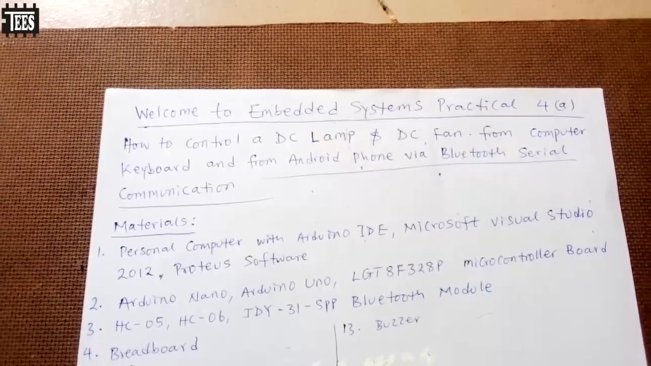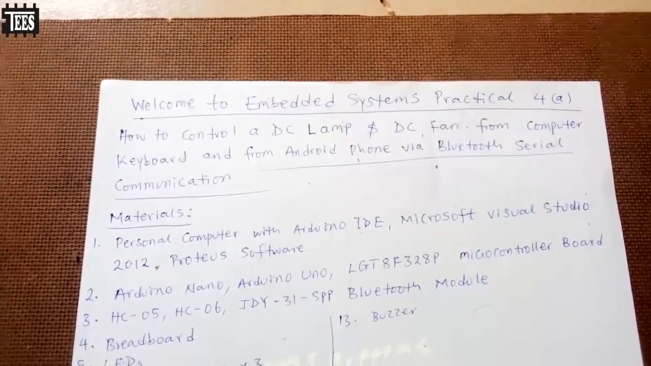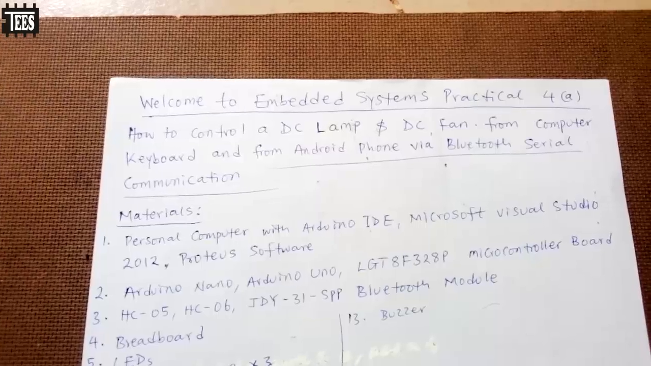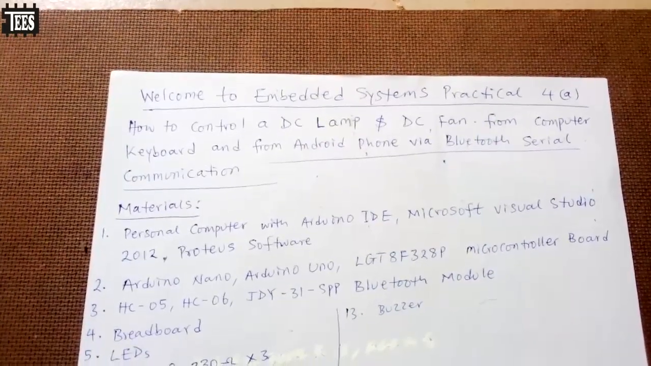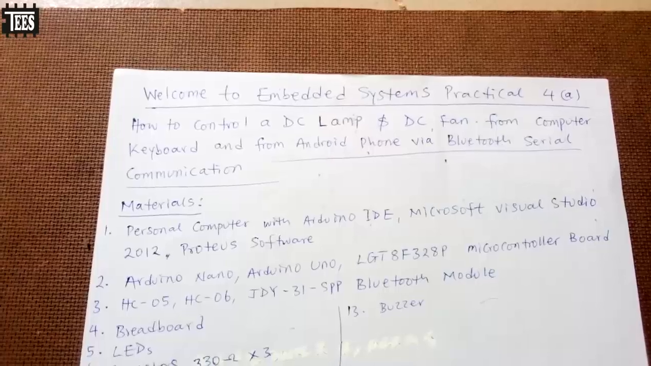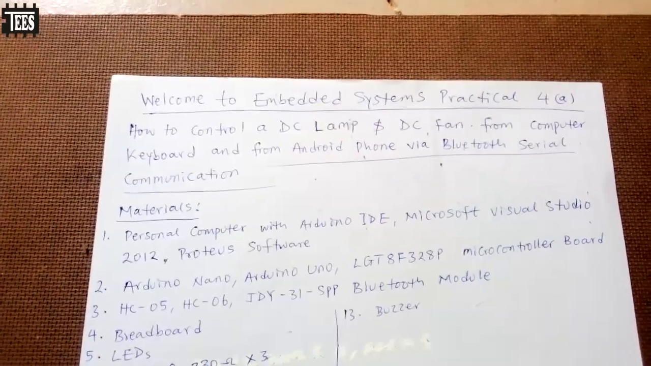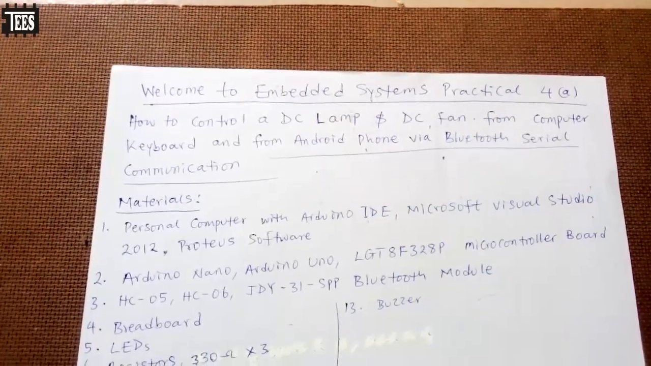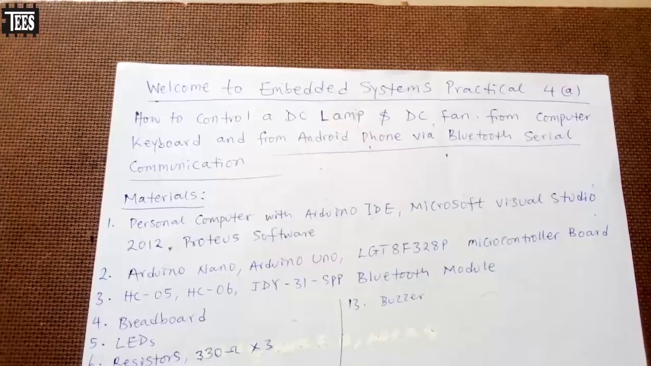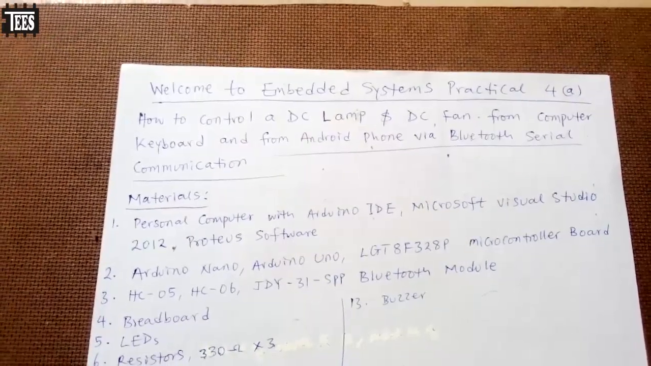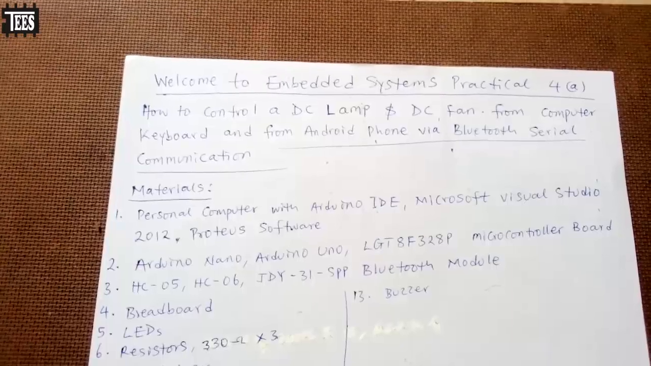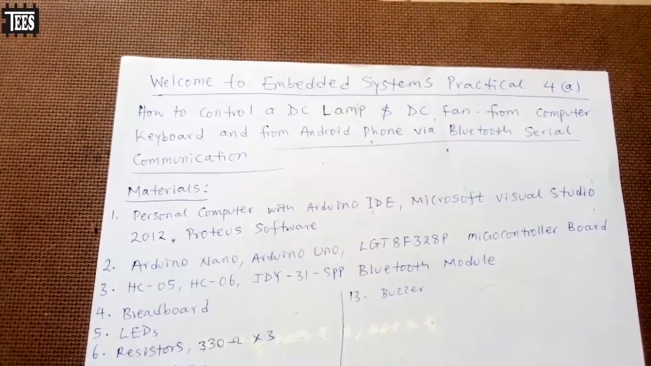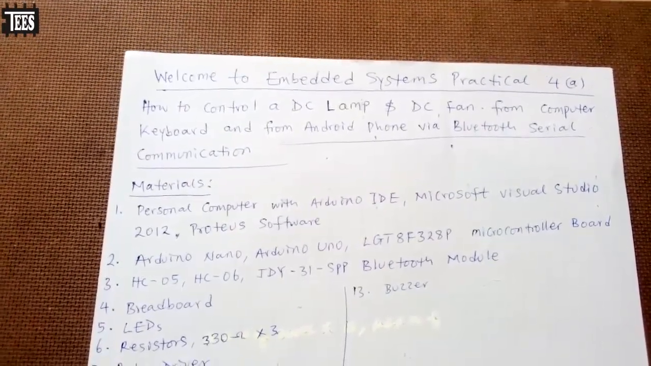Welcome to Embedded Systems Practical 4. In this first part of our practical, we're going to learn how to control a DC lamp and a DC fan, all powered from 12 volts, using our computer via the keyboard and from our Android phone via Bluetooth communication.